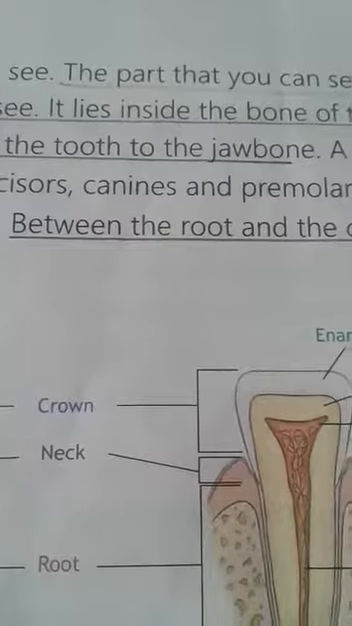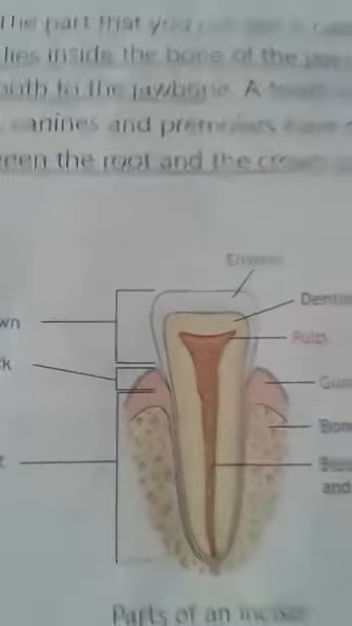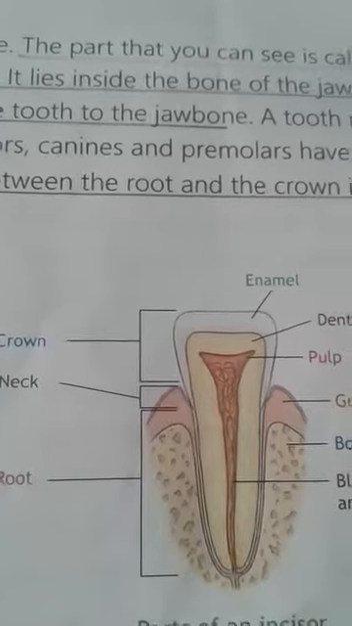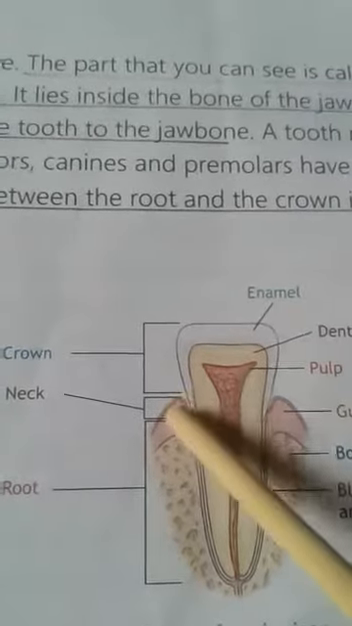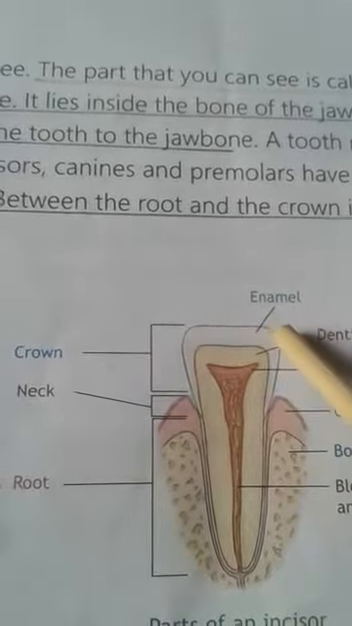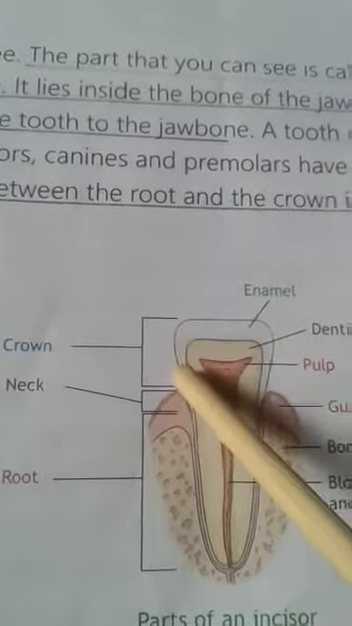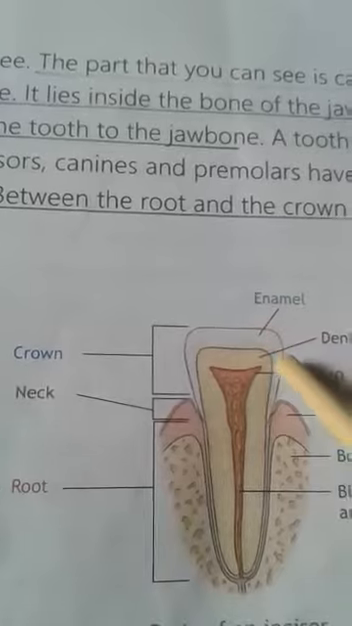Now let us study about the parts of the tooth. The part of the tooth that you can see is called the crown. This is the part of the tooth which you can touch, which is outside the jawbone.